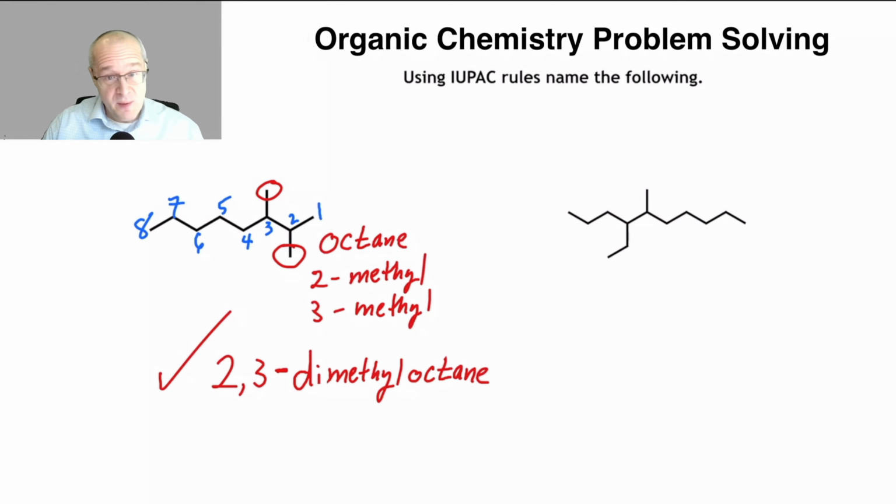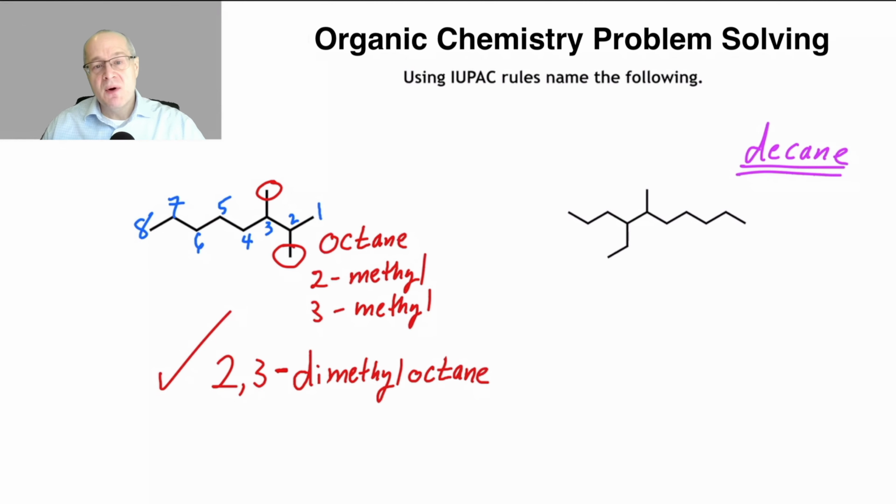But let's be careful. Maybe we can do better. 1, 2, 3, 4, 5, 6, 7, 8, 9. So going this way is only 9. So 10 is the one. Let's do one more count. 1, 2, 3, 4, 5, 6, 7. So that's too short. So this is indeed a decane. So it's going to be something, something, something, decane. So far, so good? No problem.